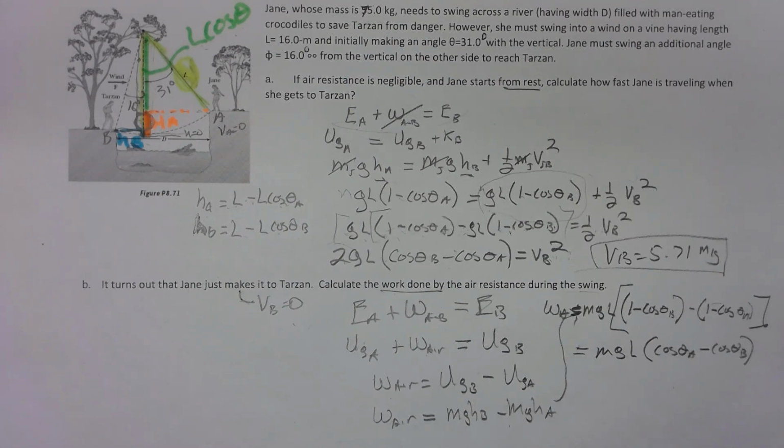You'll notice it comes out negative, and it should come out negative because the air is removing energy from the system. The air is not adding energy. That would be positive work. The air is removing energy. So the air is doing negative work on Jane.